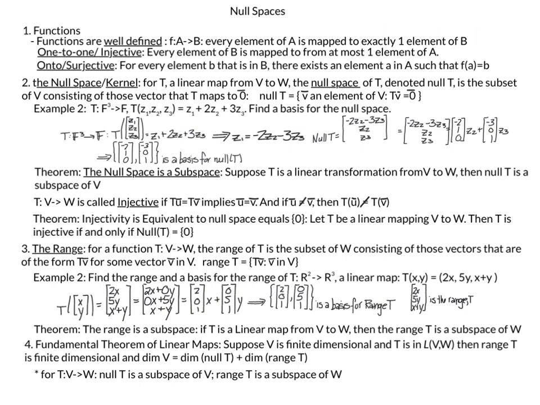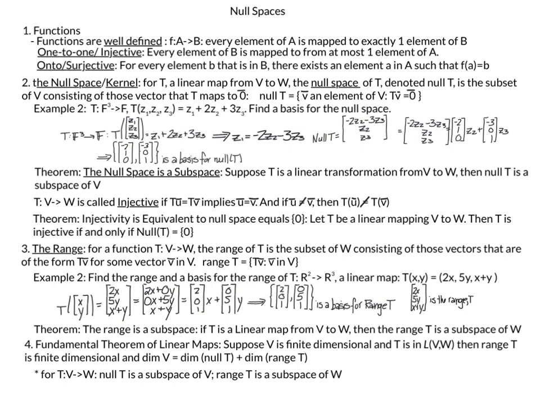We talked about one-to-one, also known as injective functions, where every element of B is mapped from at most one element of A. We talked about onto, also known as surjective functions, where for every element B that is in the set B, there exists an element A in the set A such that f of A equals B.